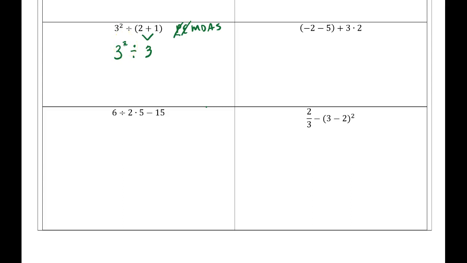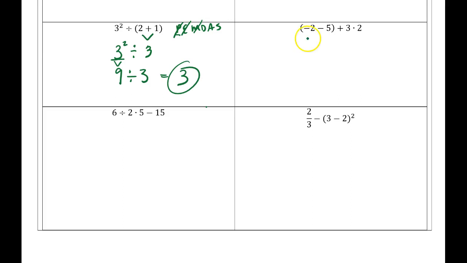Remember, an exponent just means that you need to multiply this number by itself as many times as that says. So I need to do 3 times 3, and I only have to do it twice because that's the exponent. So 3 times 3 is 9. I'm going to recopy the rest of the problem. So bring down the divide, bring down the 3. And now there is no multiplication, but there is division. So I can do division. 9 divided by 3 is 3. There was no addition or subtraction. I am finished. Okay? All right, next one.